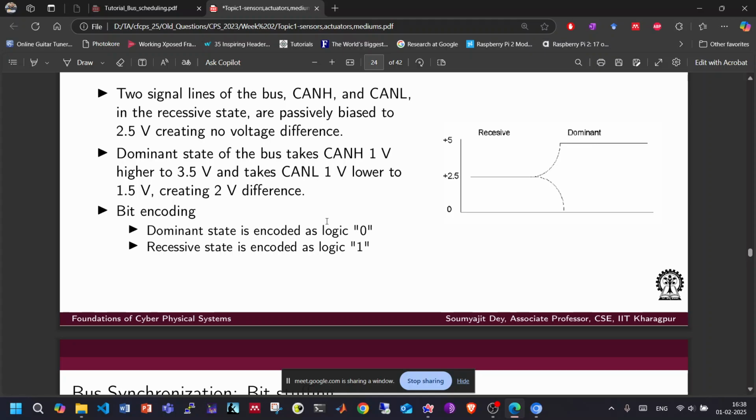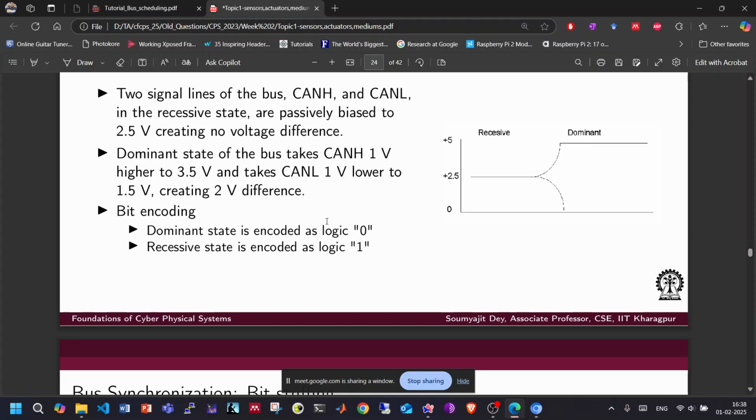How is it reaching the dominant state? It reaches the dominant state when both of the wires are agreeing to something, isn't it? Basically, the difference should be 5. So basically, CAN high should go to 5 volt, and CAN low should become around 0.5 to 0 volt. So both of them should change their voltage levels in order to get a dominant bit. That makes sense? That is understood?